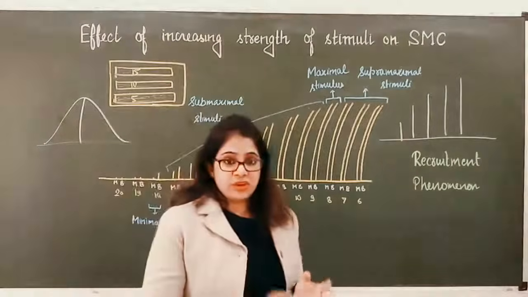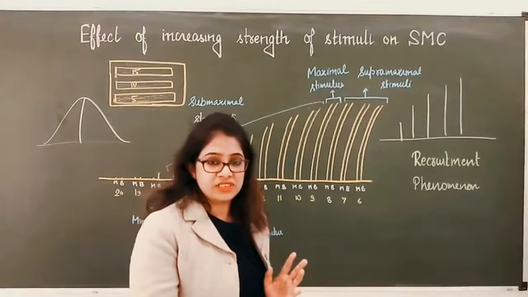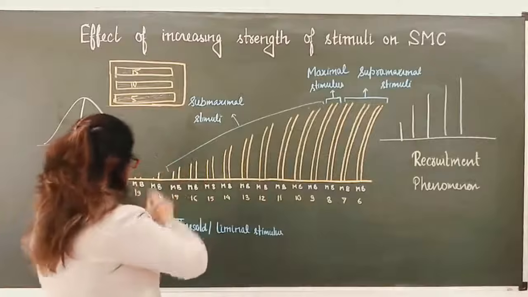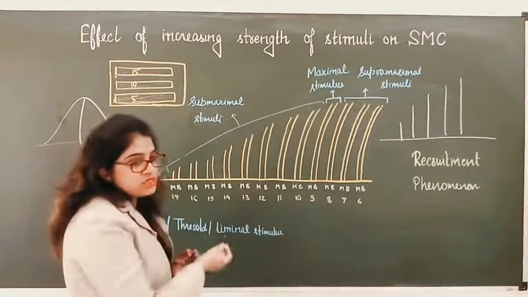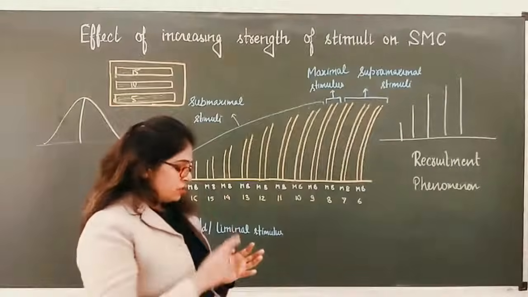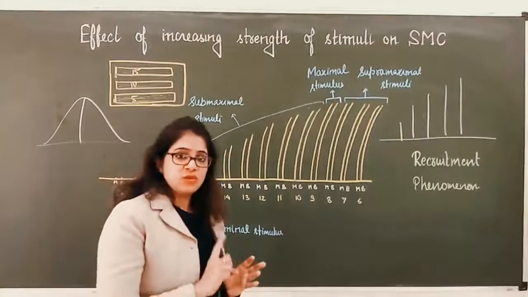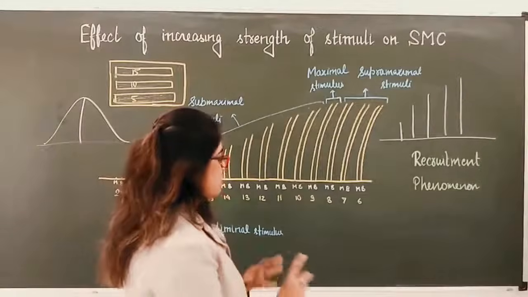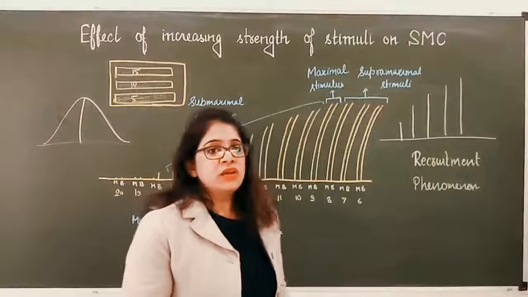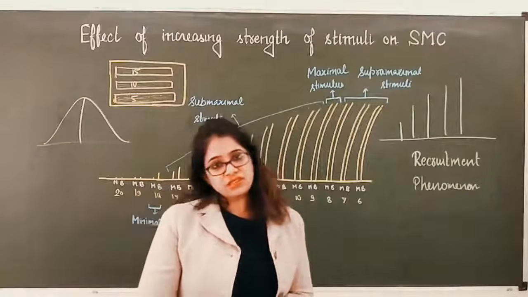So I will revise the important Viva questions. Identify the graph. This is the most important question. Identify the graph, and what are the threshold stimulus, maximal stimulus, supramaximal and submaximal stimuli, and then you must know what is the recruitment phenomenon, you must know the all or none law, you must know motor units. So all these may be asked in your Viva. So that was all about this curve, this graph, and important Viva questions related to it.